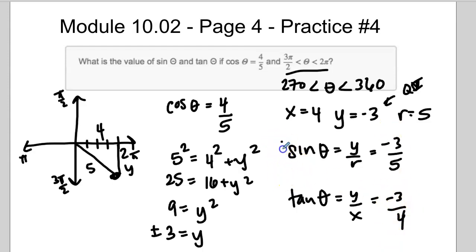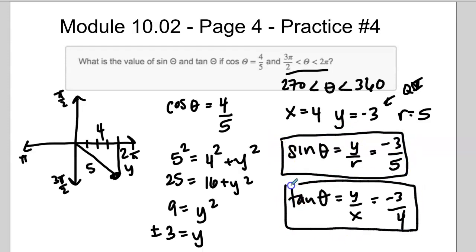Bam, bam. All right, so just a little bit of getting the visuals down, figuring out all 3 of your sides, and then reverting that to what we need, x, y, and r, and then plugging those values in for the trig ratios.